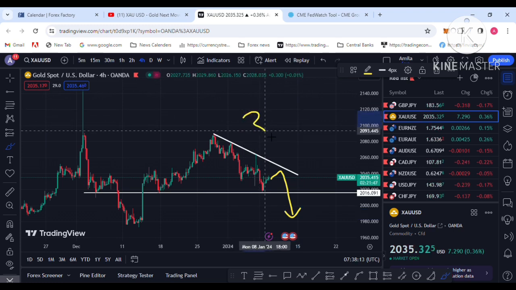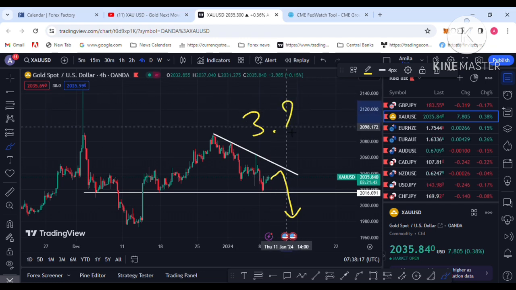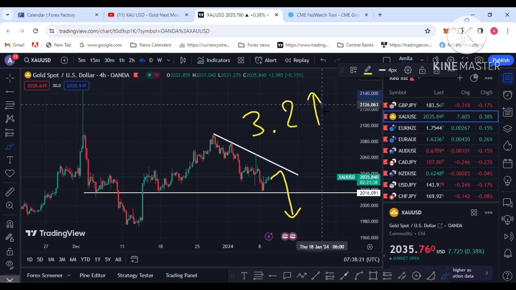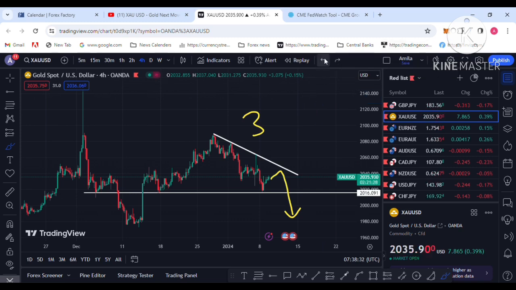That is my first option. If the inflation report increases to 3.2% or above, like 3.3, 3.4, 3.5, that will help the Fed turn hawkish at the FOMC meeting in January, and that is dollar demand and gold drops to the downside. That is my first option.